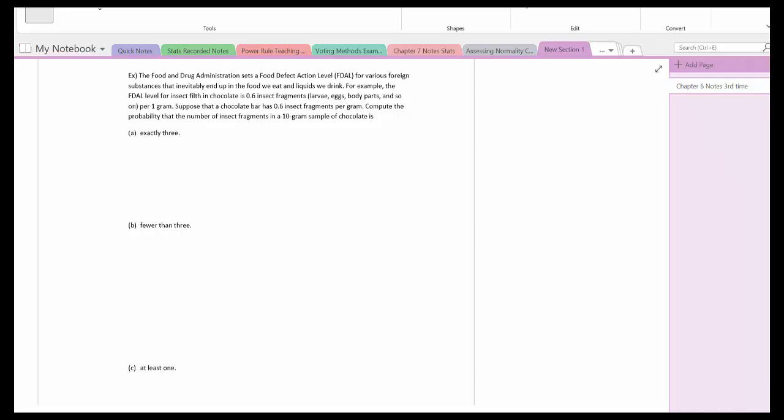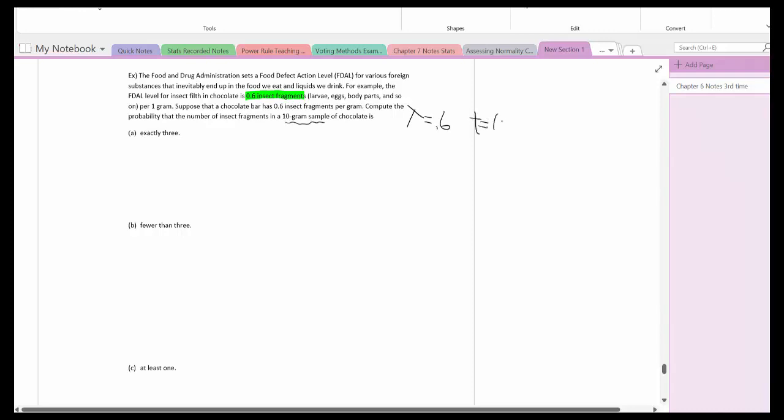So, first of all, being able to identify what your average is going to be. So lambda is going to be 0.6. The sample, or the interval in this case, is going to be 10 for these problems. Okay, so let's take a look.